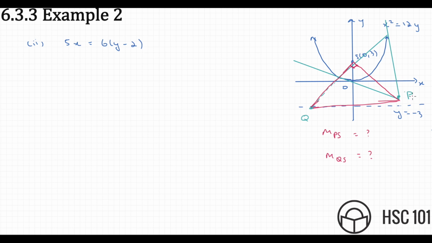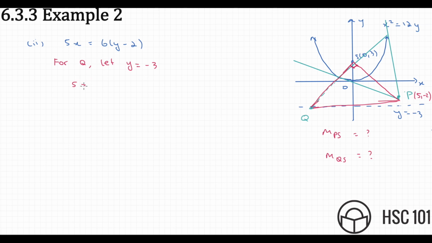We already know where P is: P is (5, -2). We know that S is at (0, 3). What we need right now is Q. Q is the point where the chord of contact meets the directrix. So for Q, I'm just going to take the equation of our chord of contact and solve it with y equal to -3. So for Q, I'm going to let y equal -3.